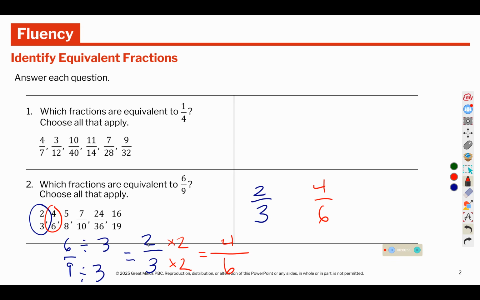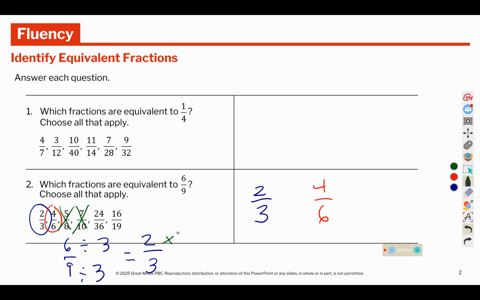I cannot multiply a whole number to get 5, but if I did 2 times 2.5, that could give me 5. But 3 times 2.5 is not equal to 8. 2 times 3.5 would give me 7, but 3 times 3.5 is not equal to 10.